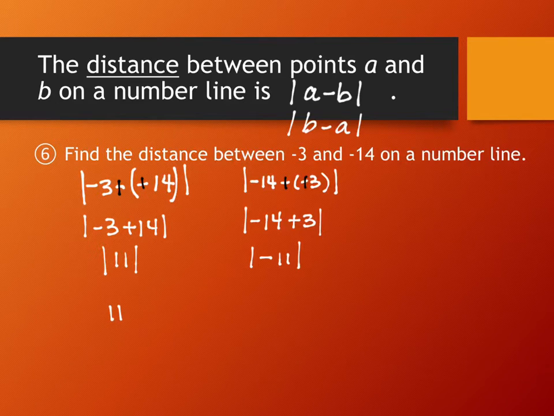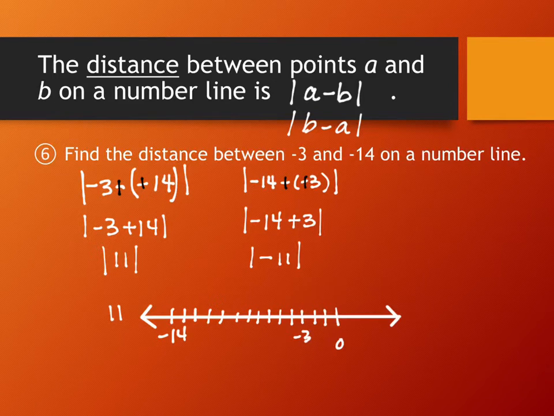Now, on a number line, what you see is here's my number 0. And if I have negative 3, I'm right here because I'm 3 to the left. 5, 6, 7, 8, 9. All right, I'm going to have to extend my number line. That's far enough. Let's see, 4, 5, 6, 7, 8, 9, 10, 11. All right, here's negative 14.